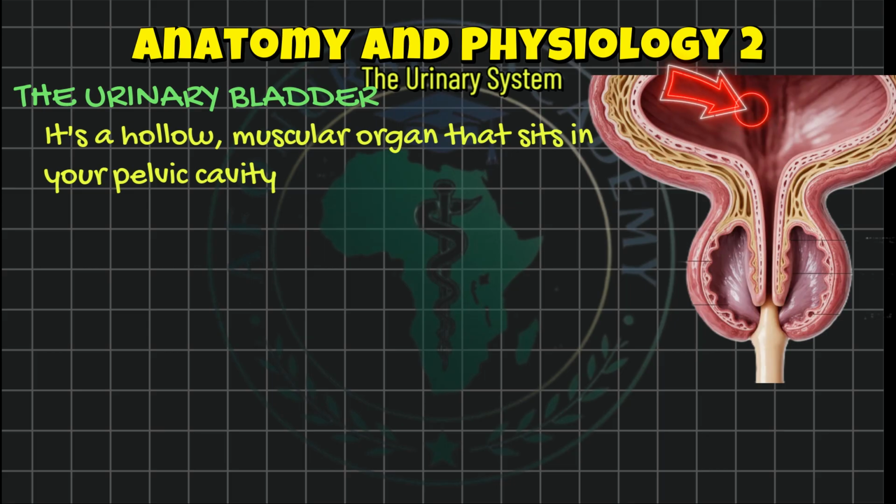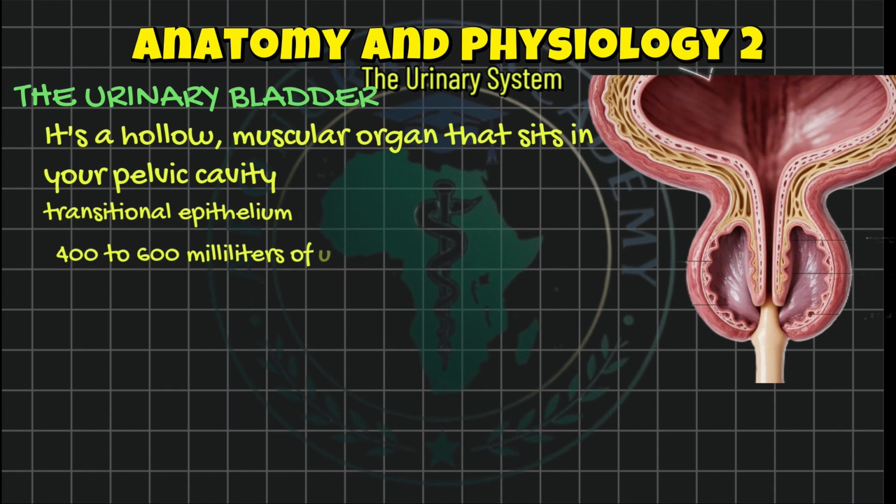The bladder wall contains a special type of tissue called transitional epithelium, and this tissue is stretchy, allowing the bladder to expand as it fills. An average bladder can comfortably hold about 400 to 600 milliliters of urine, though it can stretch to hold more if needed.